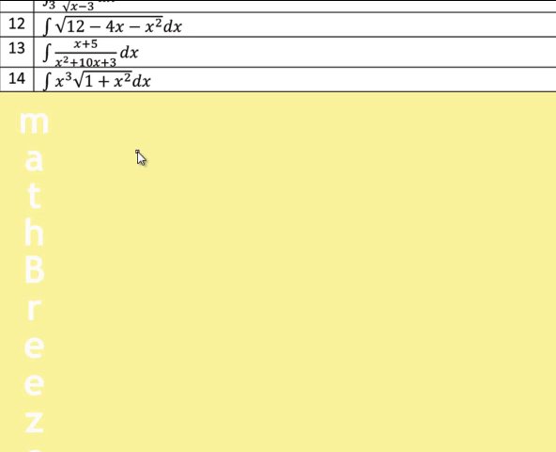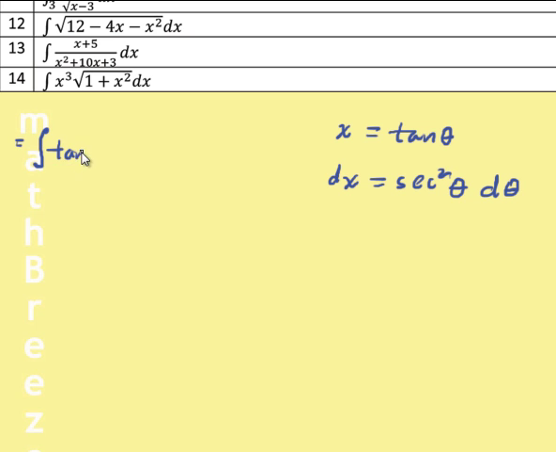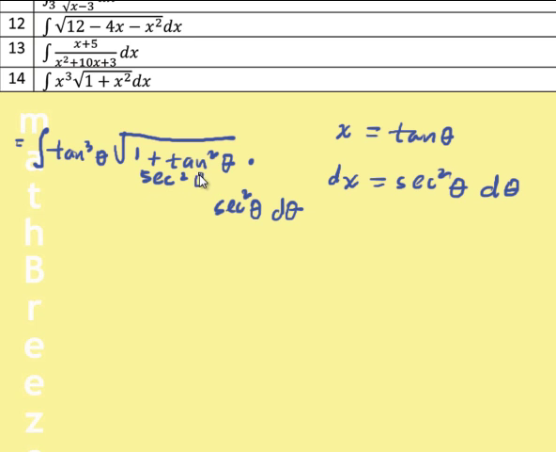Number 14 is going to be a tangent trig substitution, because we have the 1 plus x squared here. So we're going to write x equal tan theta. The derivative is secant squared. Okay, so let's do our substitution. So here we have a tan cubed theta. And here we have 1 plus tan squared theta times secant squared theta d theta. Now 1 plus tan squared, that's equal to secant squared. So we have secant squared theta under the square root. Alright, so let's take that out of the square root. That gives us a secant theta. And then we have this secant squared theta next to the d theta.